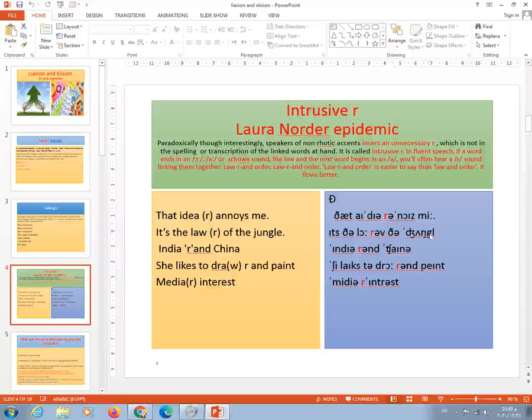Number three, India and China. India ends with ear, and the last vowel here, which is part of a diphthong, is schwa, and and also starts with schwa. So two schwas here. What's the solution? We want to link, so people insert or intrude an R. So you say India and China.